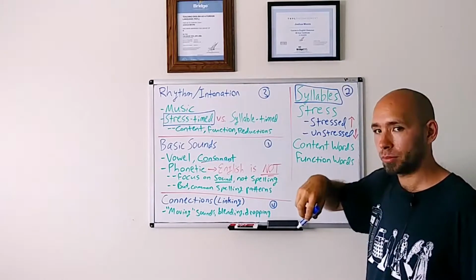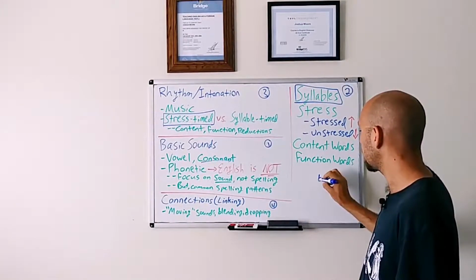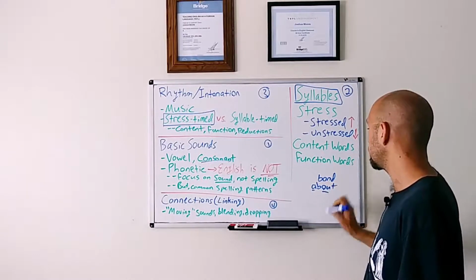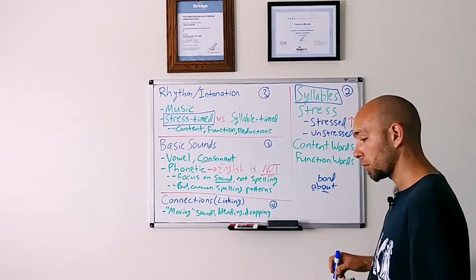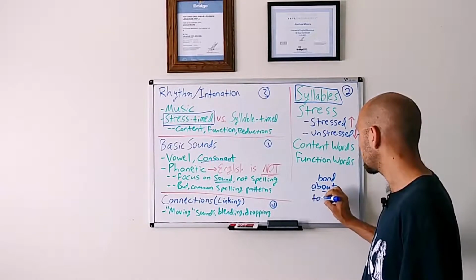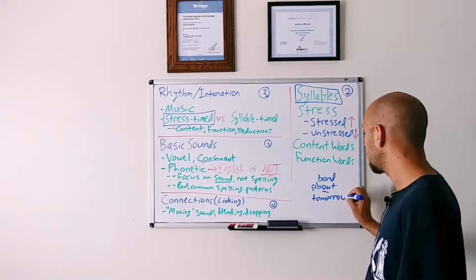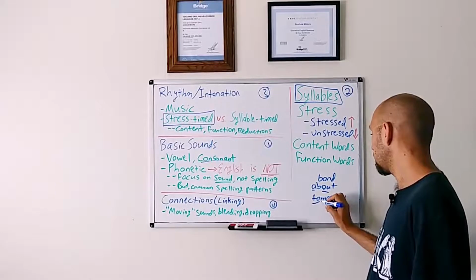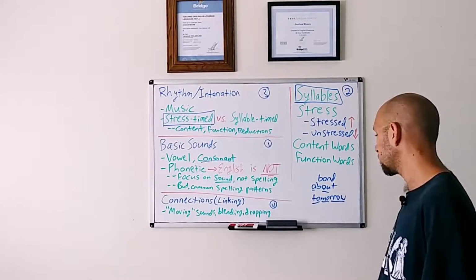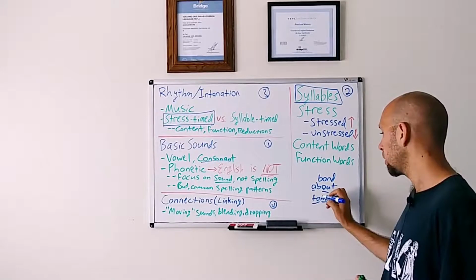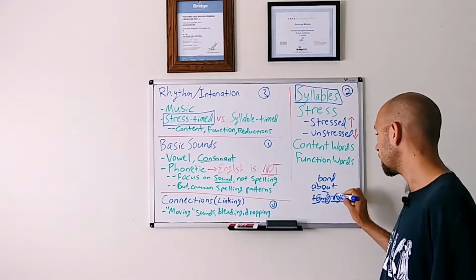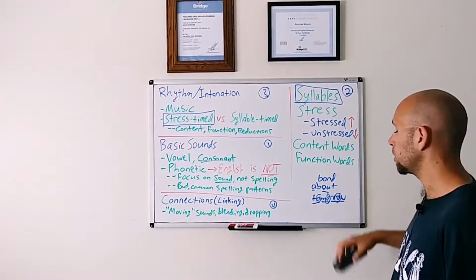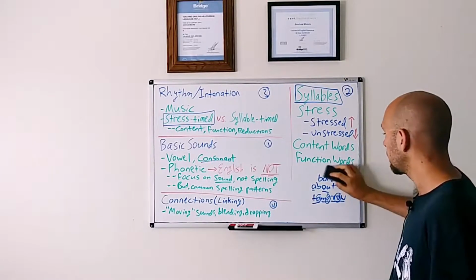So that's a syllable, sound unit. So bond is 1 syllable, about is 2 syllables. We have the 2 vowels here. We can have 3 syllables, tomorrow. Lots of letters, lots of basic sounds. Tomorrow. Vowel sound, vowel sound, vowel sound. Okay. So 3 syllables, we can have 4 syllables, 5 syllables.